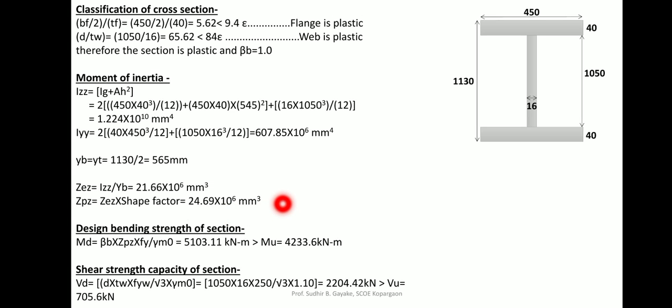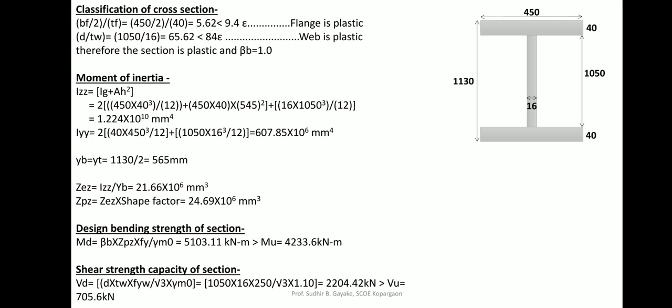So calculated value into 1.14, you are getting 24.69 into 10 raised to 6 mm cube as your plastic section modulus. Now how we are designing the design bending strength in case of laterally supported type of beams, it is beta b into plastic section modulus into Fy divided by gamma m0. So already we have done this for flexural members in unit number 4, just putting the value of beta b as 1, plastic section modulus as calculated 24.69 into 10 raised to 6, Fy is 250 and gamma m0 is 1.10. You are getting the capacity of girder as 5103.11 kilonewton meter, and you can observe this is almost greater than our requirement of 4233.6 kilonewton meter. So in short, the selected cross section is satisfying our condition.